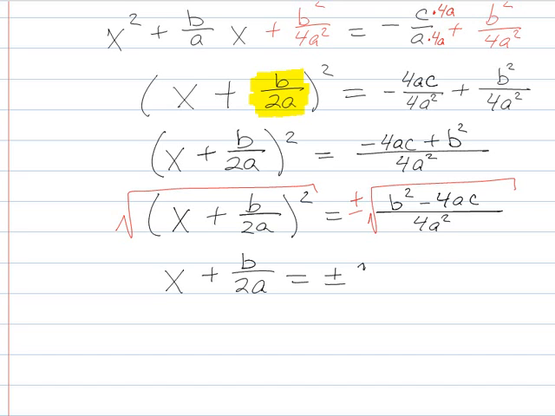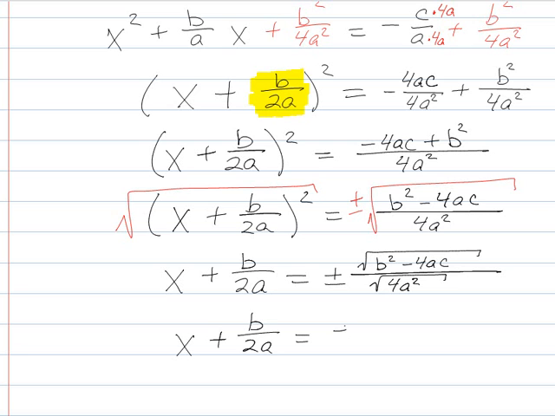Remember, when I take the square root of something, it's the same thing as taking the square root of the top over the square root of the bottom. Okay, so I have x plus b over 2a equals, it doesn't really matter where the plus or minus goes, so let's leave it up front. Can't really do anything with the thing on the top, but the square root of 4a squared: square root of 4 is 2, square root of a squared is a.